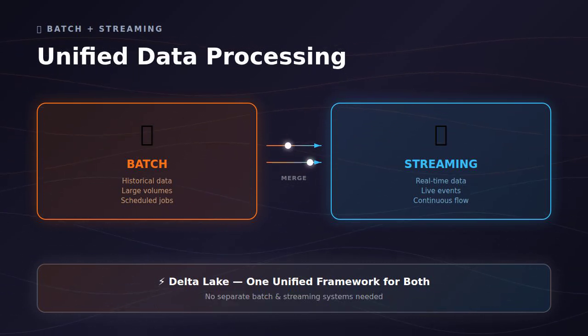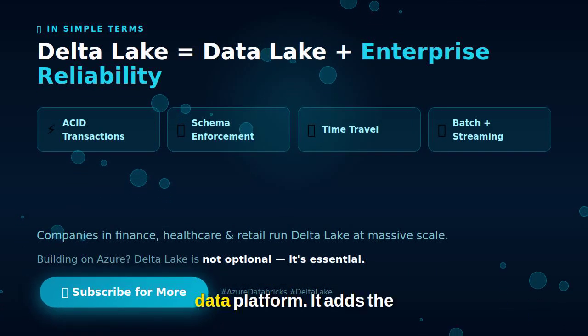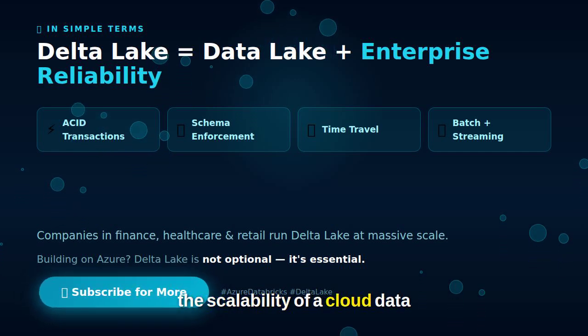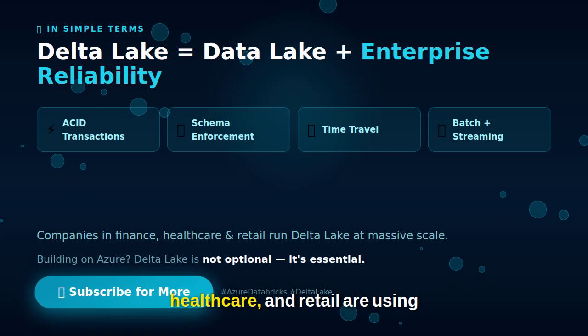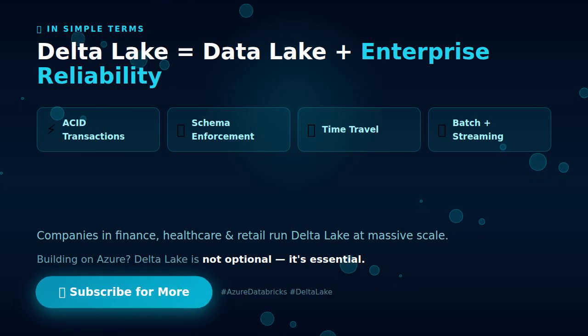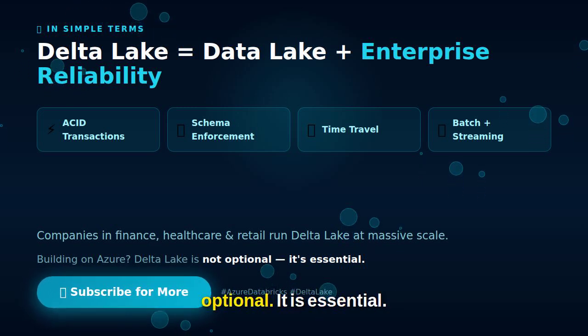In simple terms, Delta Lake transforms a basic data lake into a reliable, high-performance, enterprise-grade data platform. It adds the reliability of a database to the scalability of a cloud data lake. Companies across finance, healthcare, and retail are using Delta Lake today to power their data platforms at massive scale. If you are building a modern data engineering pipeline on Azure, Delta Lake is not optional, it is essential.